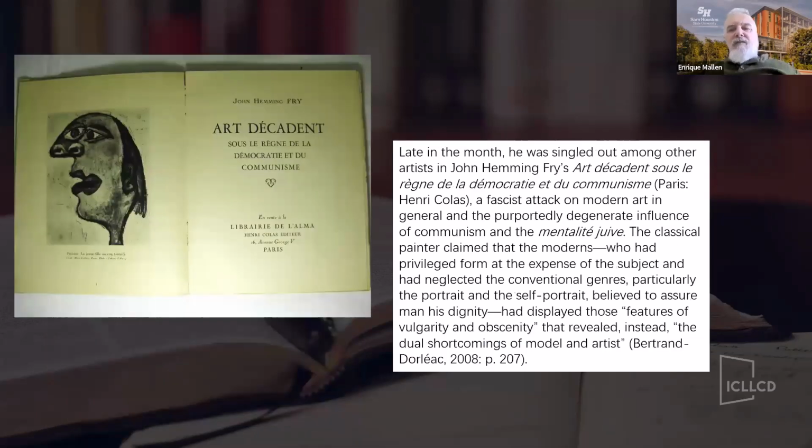Late in the month, he was singled out among other artists in John Hemming Fry's Art Décadent, a fascist attack on modern art in general, and the purportedly degenerate influence of communism on young people. The classical painter claimed that the moderns, who had privileged form at the expense of the subject, had neglected the conventional genres, particularly the portrait and the self-portrait, believed to assure man his dignity, and had displayed features of vulgarity and obscenity that revealed instead the dual shortcomings of model and artist.